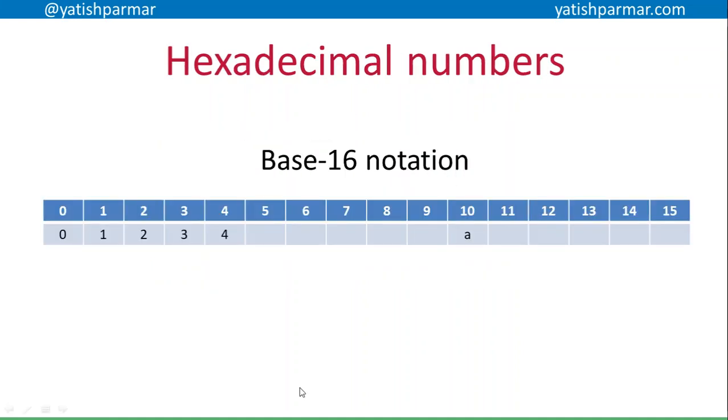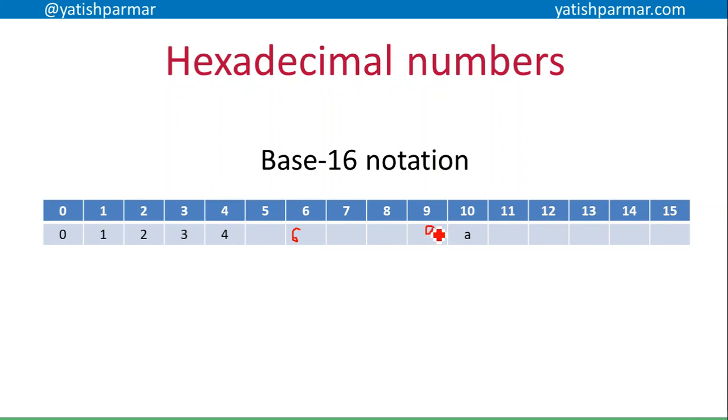So remember, with base 16 notation, which is what hex is, we're storing 16 possible values in a single column. In our day-to-day we use base 10, from 0 to 9, which is 10 numbers. Here we've got 16, so we've got 0, 1, 2, 3, 4, 5, 6, 7, 8, 9, as normal.